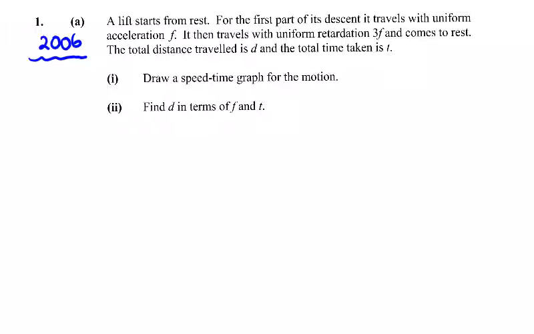This is the 2006 question 1. A lift starts from rest. For the first part of its descent, it travels with uniform acceleration f. It then travels with uniform retardation 3f and comes to rest, and the total distance travelled is d, and the total time taken is t. Draw a speed-time graph.